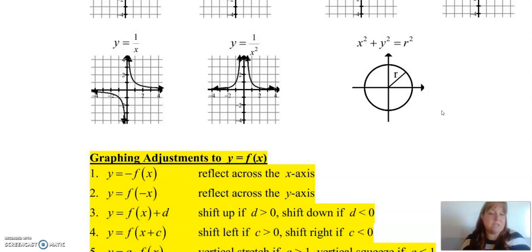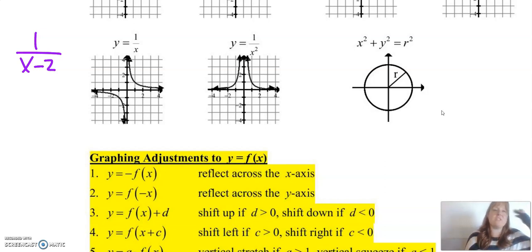You have to memorize these, because when you see something like in our last video, something like 1/x minus 2, you need to know what that graph looks like. And if you can recognize, oh, that's just the parent function with a little transformation on the x's, that's so great. If you don't recognize that, you're going to cry a lot. So I would just memorize these a lot.